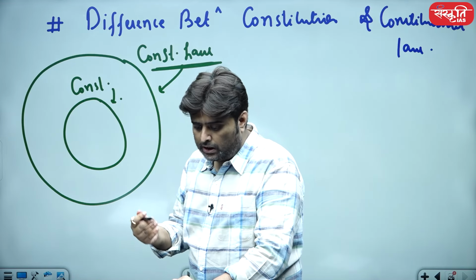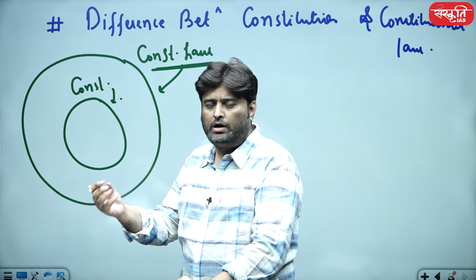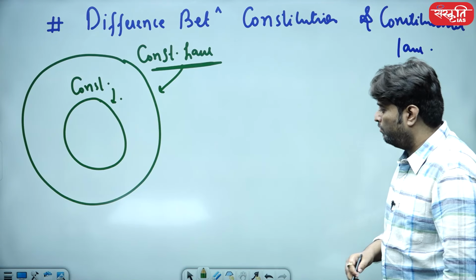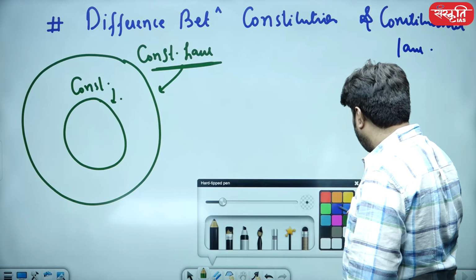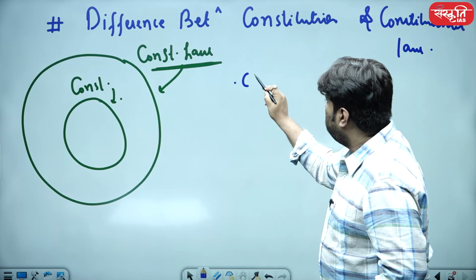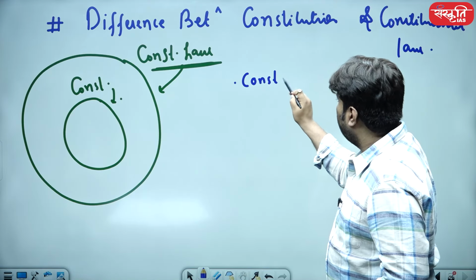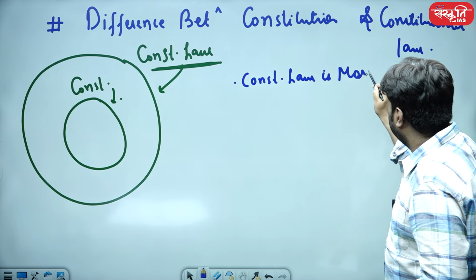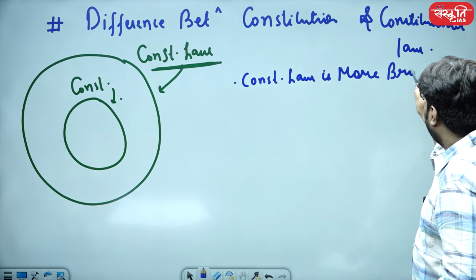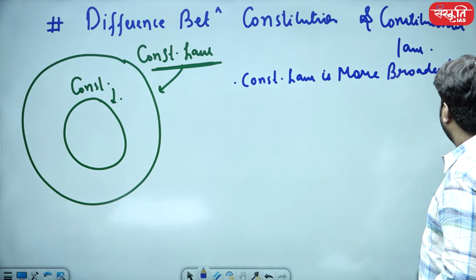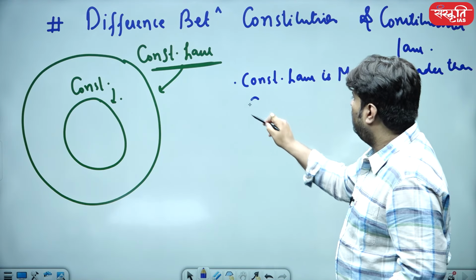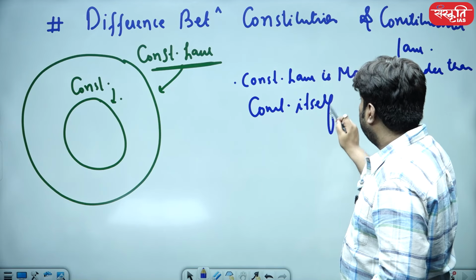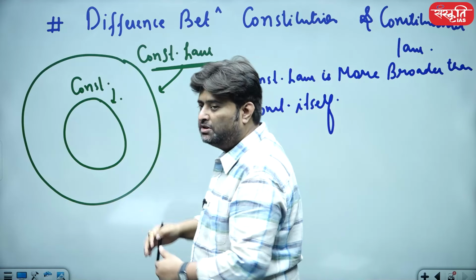So let us look into the all-important parameters. What do we mean by constitution and constitutional law? So first point, student. First point, constitutional law. Let me write in short form. Constitutional law is broader than the constitution itself. It is broader, as you can see in this Venn diagram.